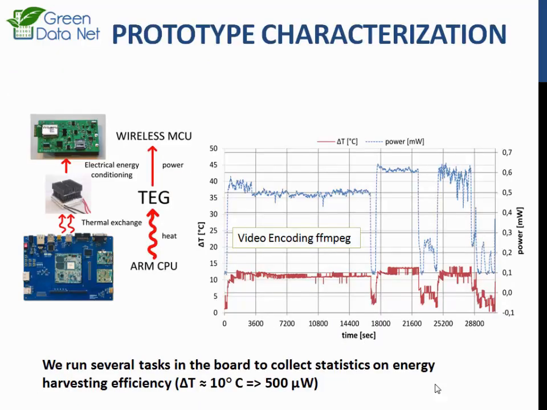So this is the system, and we have characterized it. This heatsink is on top of the microprocessor and powers a simple sensor node. According to the activity of the processor, in this picture we have just run a benchmark that is a video encoding of MPEG content, okay? And you can collect different amounts of power, in the order of a milliwatt or half a milliwatt.